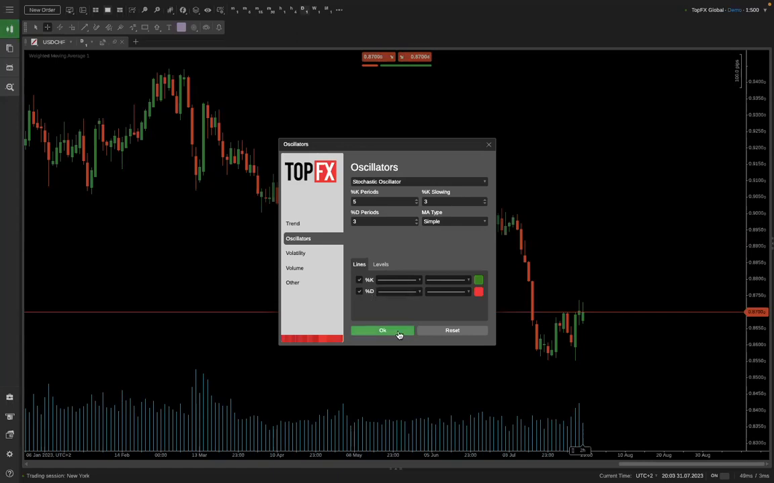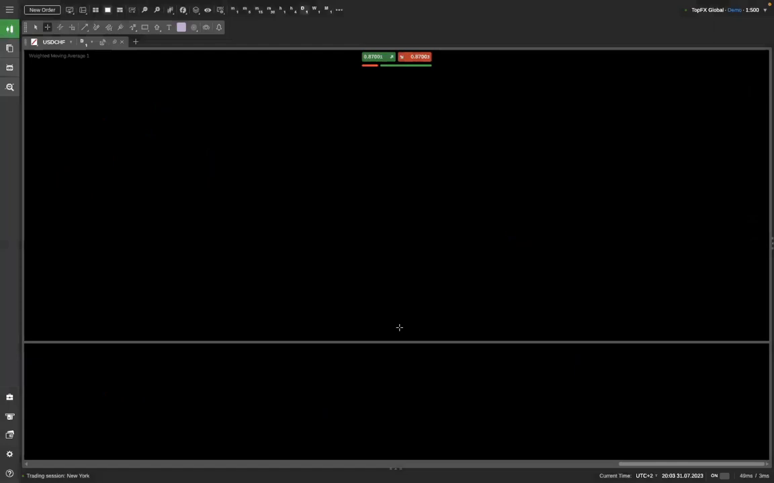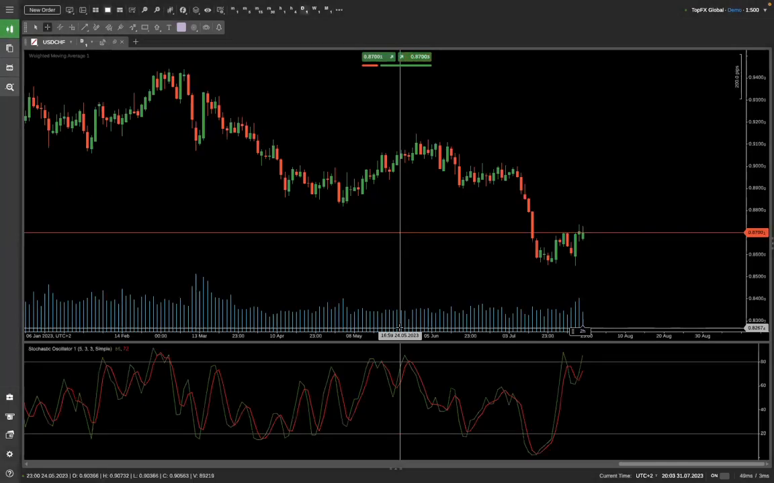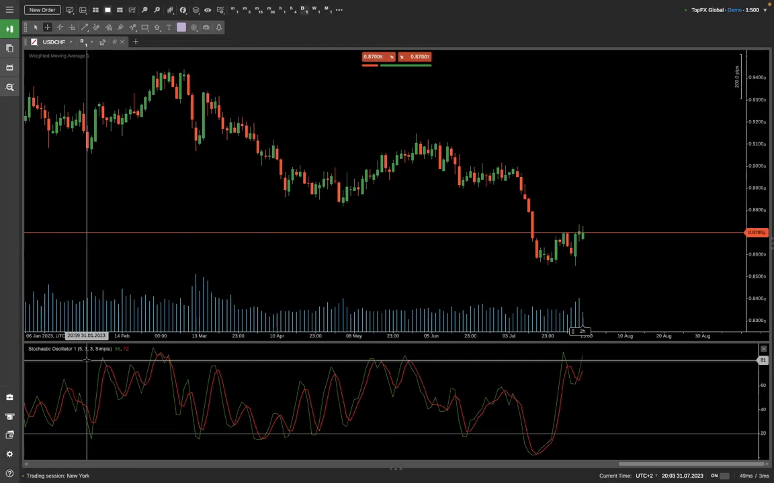What I want to tell you is that we are going to leave these calculations as they are and just click OK to see what happens. So this is what happens. We got the stochastic oscillator on the bottom of the screen, with these settings.